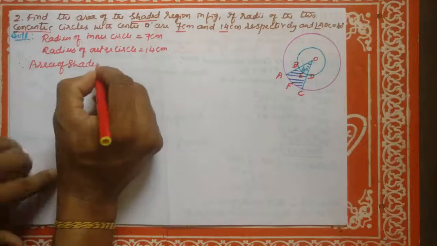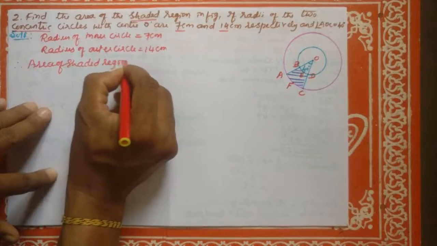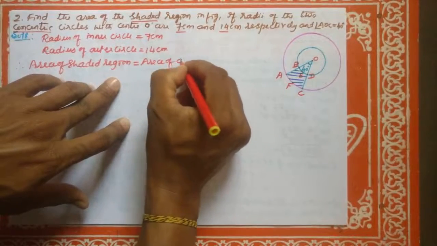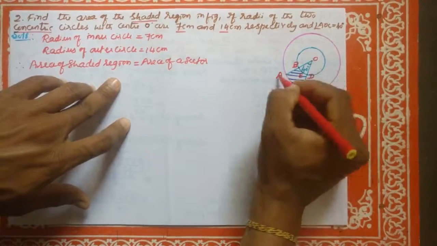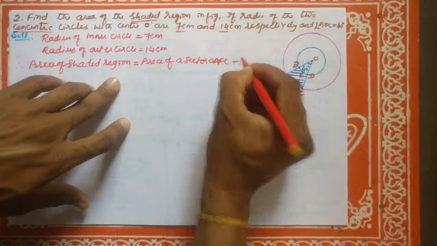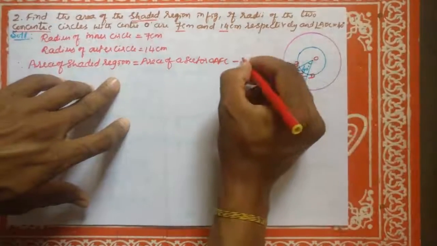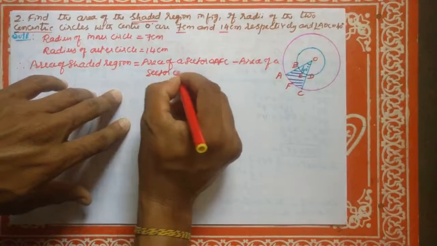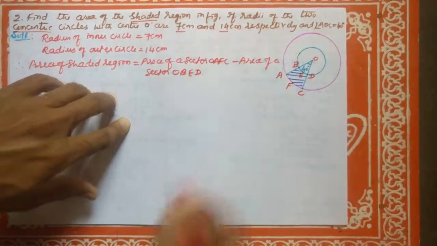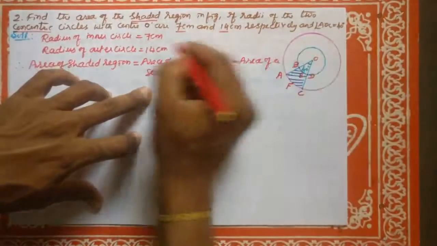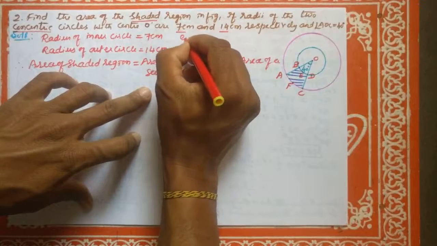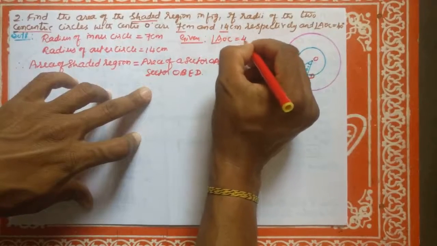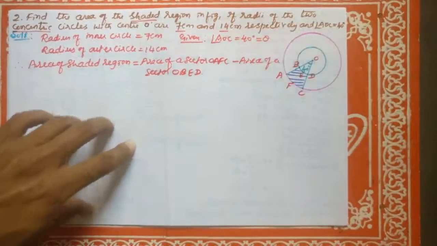Area of shaded region is equal to area of sector OAFC minus area of sector OBED. See here they have given the angle. The given angle AOC is equal to 40 degrees, that is theta.